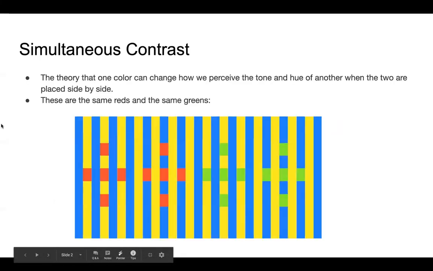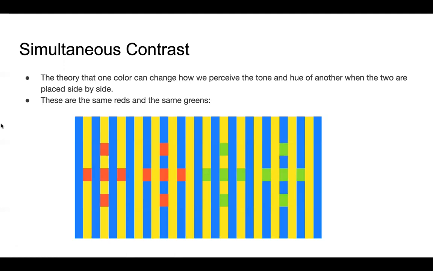And the first theory within all of this I want to talk about is called simultaneous contrast. And simultaneous contrast is the theory that one color can change another color. So it can change how we're perceiving the tone, which you'll remember is another word for value. So it can make something feel brighter or darker. And it can also change the hue itself. So it'll make something seem more red or more orange when they're placed side by side.